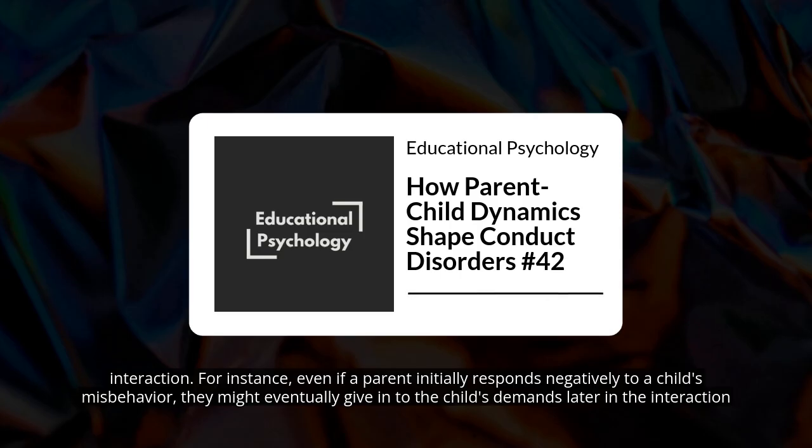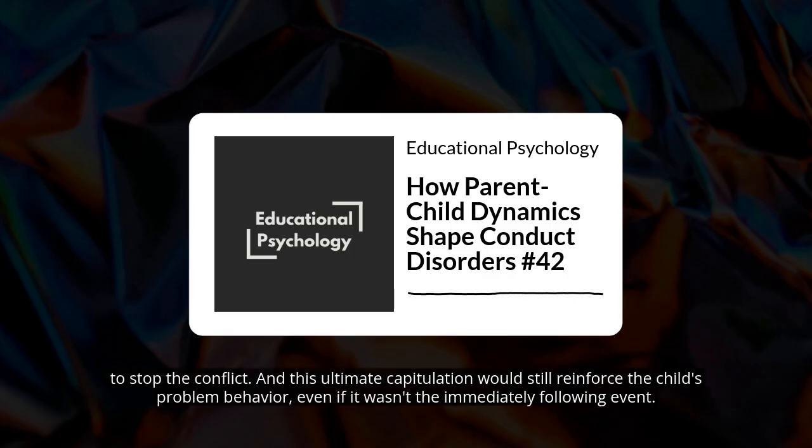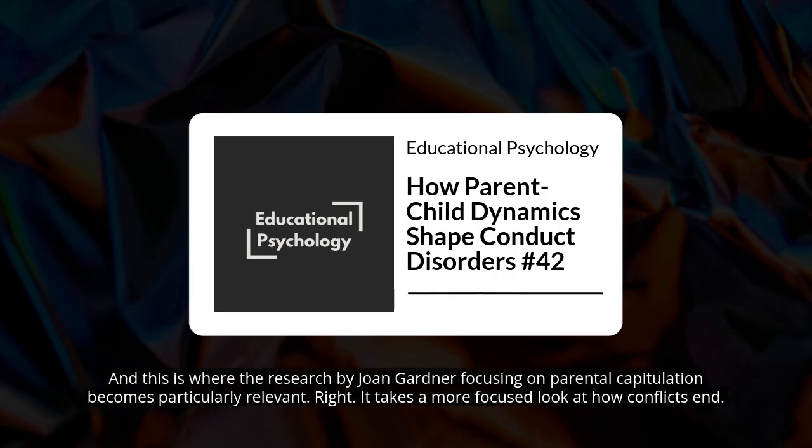For instance, even if a parent initially responds negatively to a child's misbehavior, they might eventually give in to the child's demands later in the interaction to stop the conflict, and this ultimate capitulation would still reinforce the child's problem behavior, even if it wasn't the immediately following event. And this is where the research by Joan Gardner, focusing on parental capitulation, becomes particularly relevant, right? Mm. It takes a more focused look at how conflicts end.